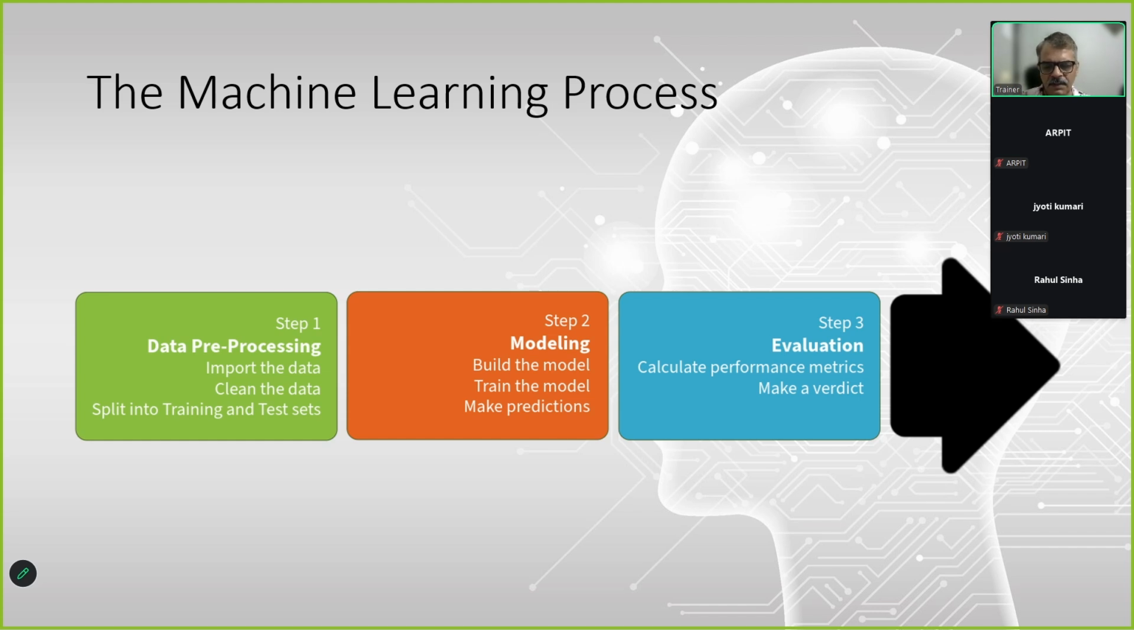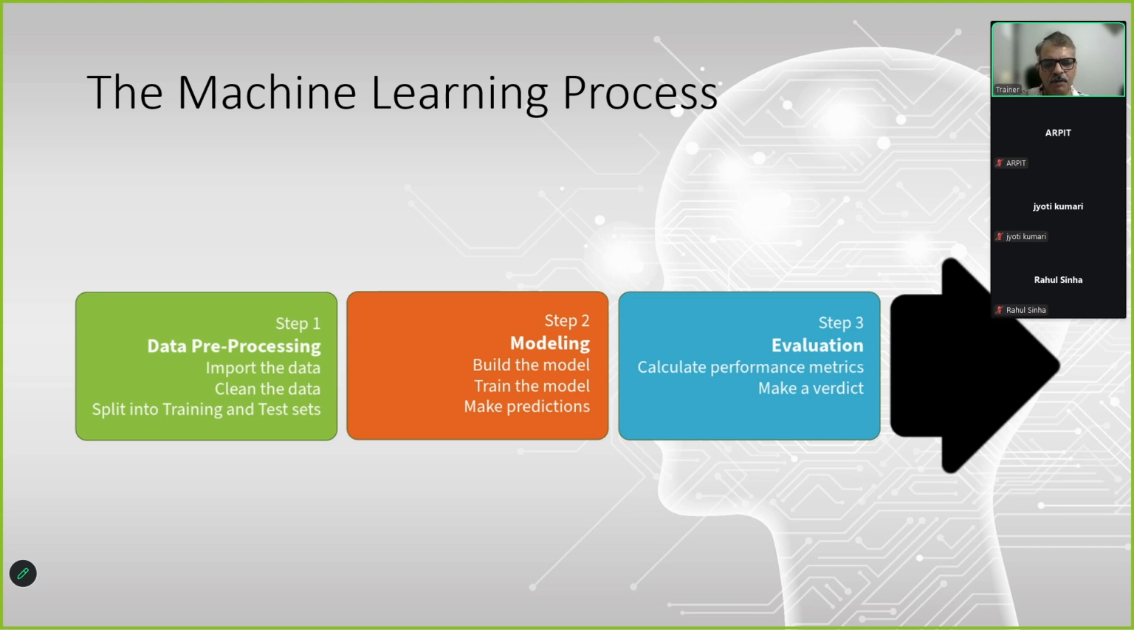And finally we move on to the evaluation step. We will calculate some performance metrics and make a verdict about our model, whether it's a good fitting model and if it works well for our data or not. This is a very important step to make sure that the models we build really serve the purpose that they are designed for. So that's the machine learning process.